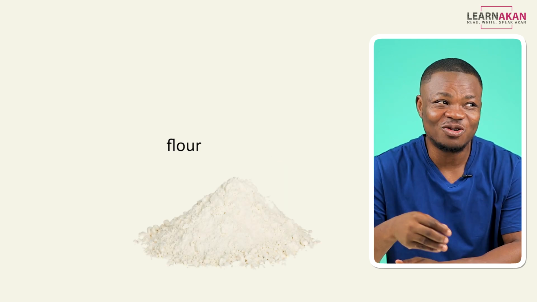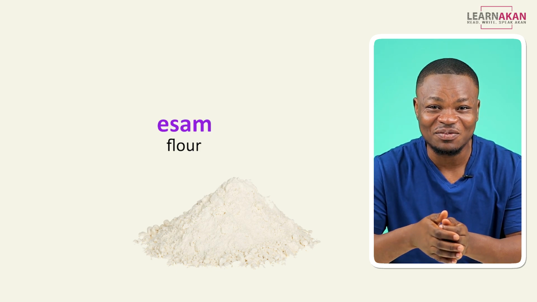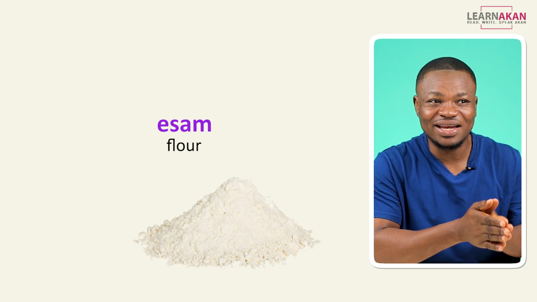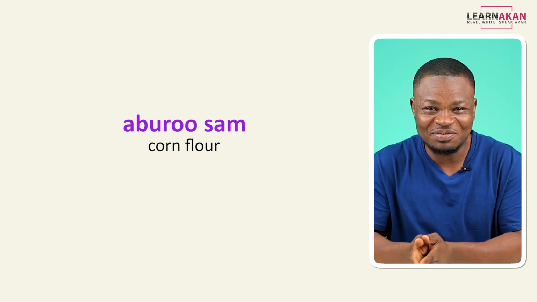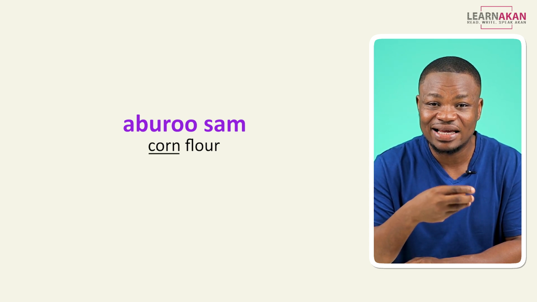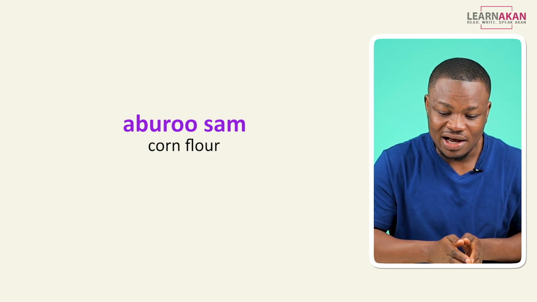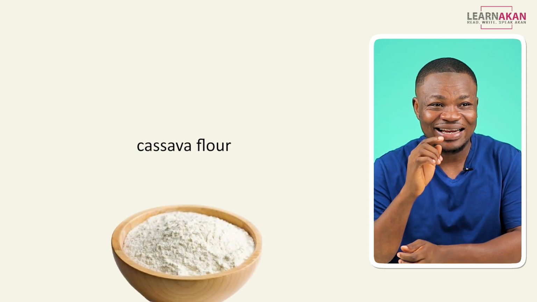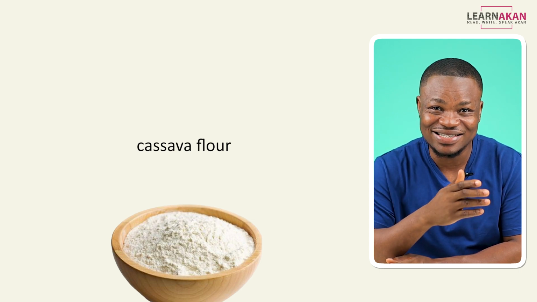And then we have flour or flour, depending on the kind of English you speak. So we have flour as isam. If the flour is made out of corn, you can say ebrusam, because we learned earlier that corn or maize is ebru, and now we have sam from isam, which is flour. So we have ebrusam as corn flour. But if the flour is made out of cassava, then that changes. You don't add isam or sam to banchi and say banchi sam.